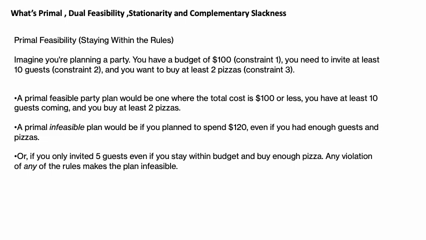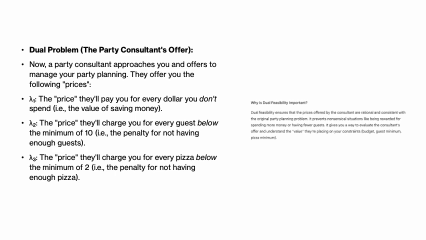So what is the dual problem? The dual problem is nothing but the same party, where a third party consultant comes and tells you, I can organize that for you, and I give you 3 different offers, right? The first offer is the price that you'll pay: you pay $1 less if you don't spend all of your money. So basically you save money, the consultant gives you back money, right? The second thing is the price they'll charge you for every guest below the minimum of 10.